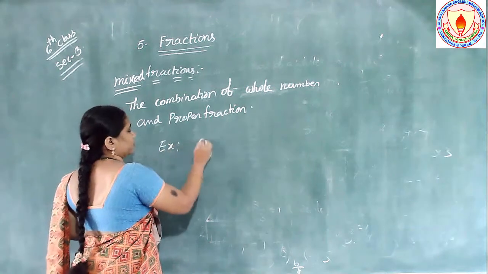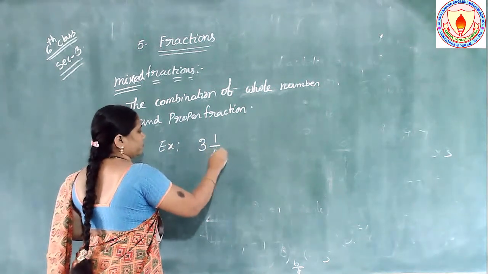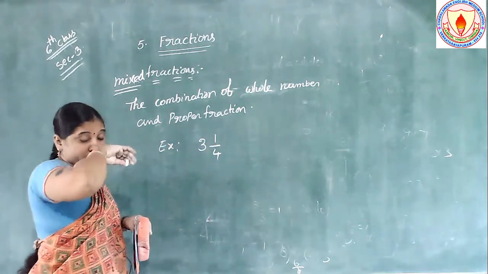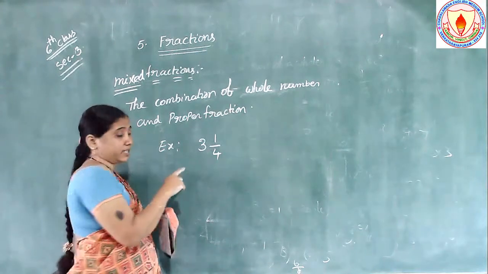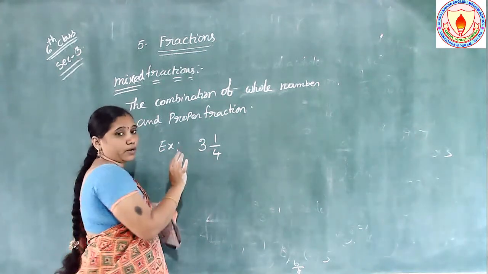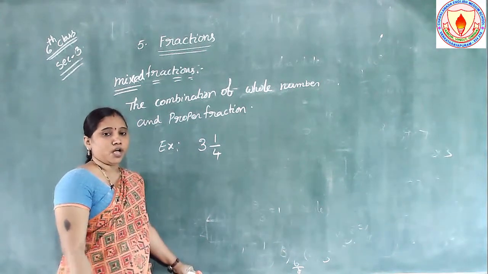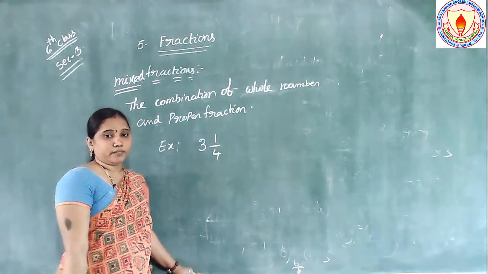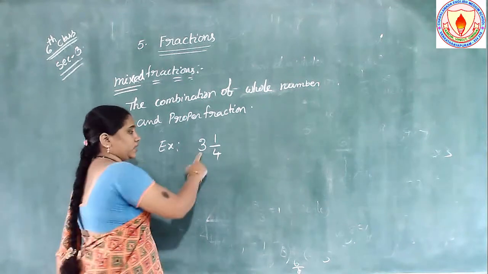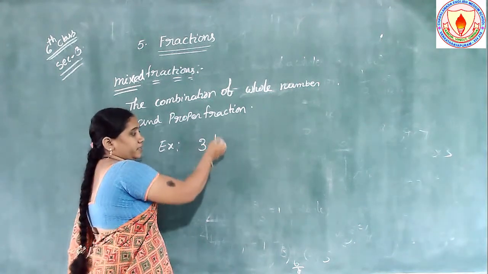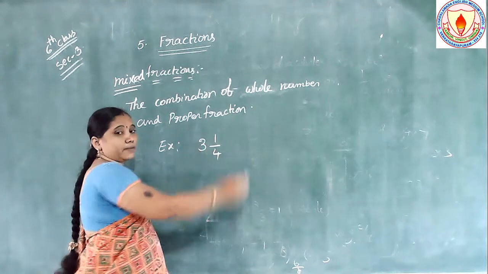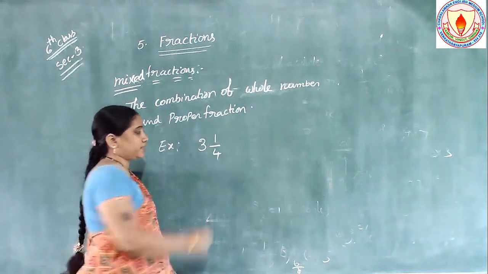Examples: 3 1 by 4. This is a mixed fraction. How it is called a mixed fraction: 3 is a whole number. Whole numbers అంటే విడిగా ఉండే నెంబర్ మనం చెప్పుకున్నాం కదండి సెకండ్ చాప్టర్ లో whole numbers. So 0 to infinity numbers are called whole numbers. So 3 is a whole number and the remaining number is a proper fraction. ఈ రెండిటిని కలిపి రాస్తే that is called a mixed fraction.